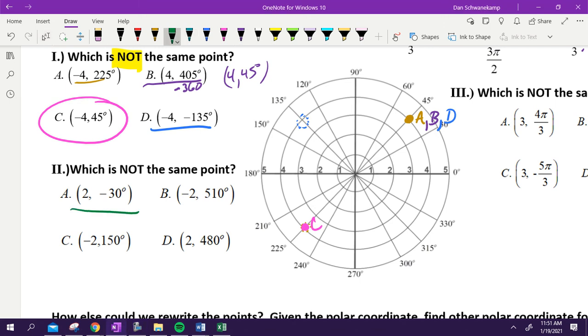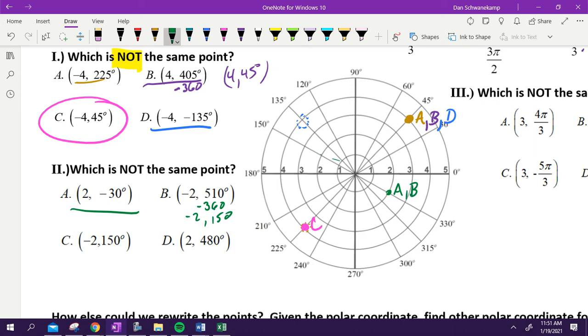A is (2, -30°). So here would be 30, but I got a negative angle, so I flip down. There's A. Letter B, (-2, 510°). I don't like 510. Subtract out 360. What is that? 150. Sorry, math is bad. (-2, 150°) is here, but I got a negative radius, so I ride it across. I put it in the wrong spot. Sorry. That is B as well.